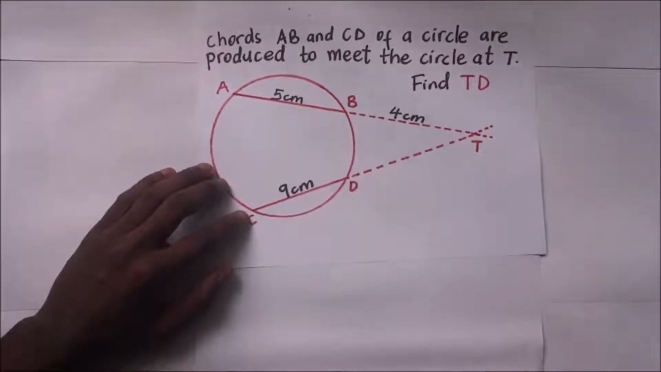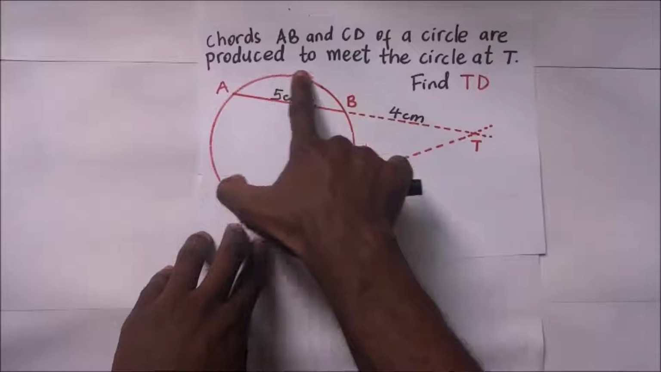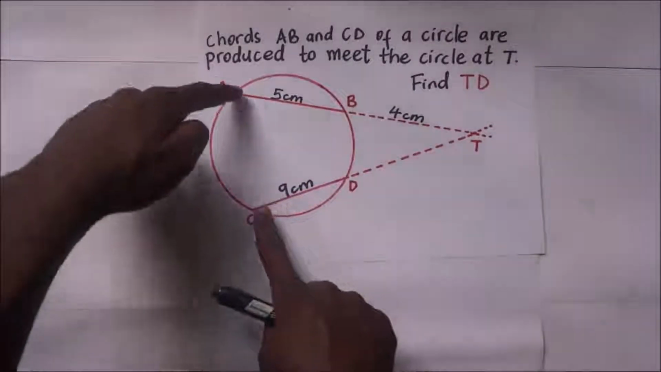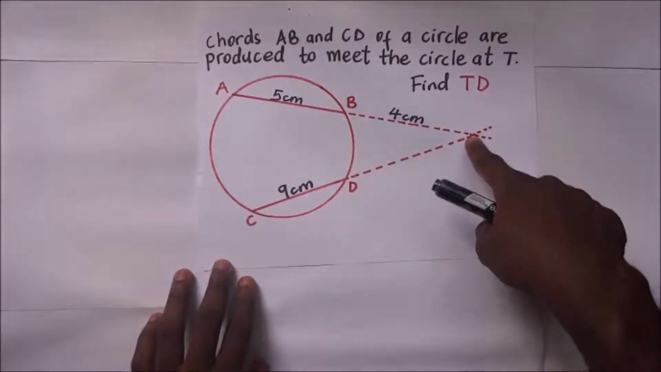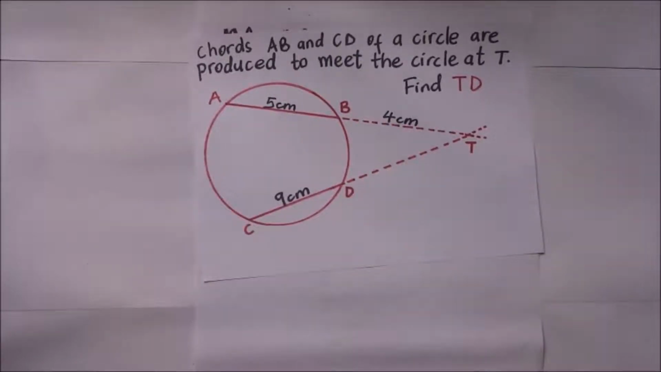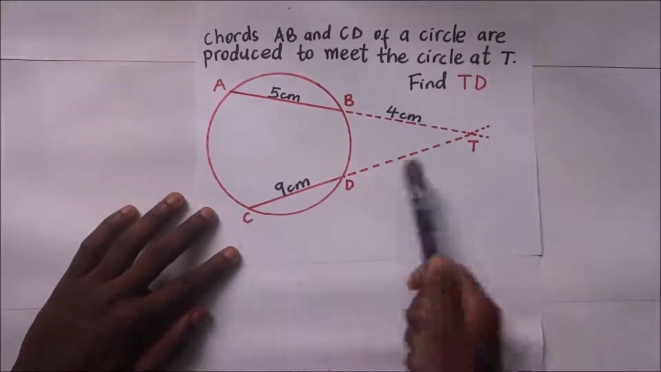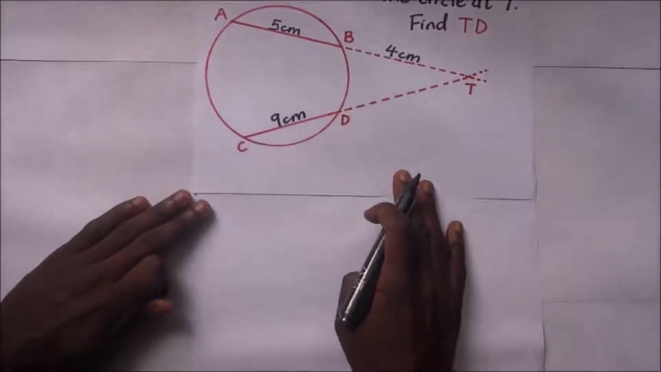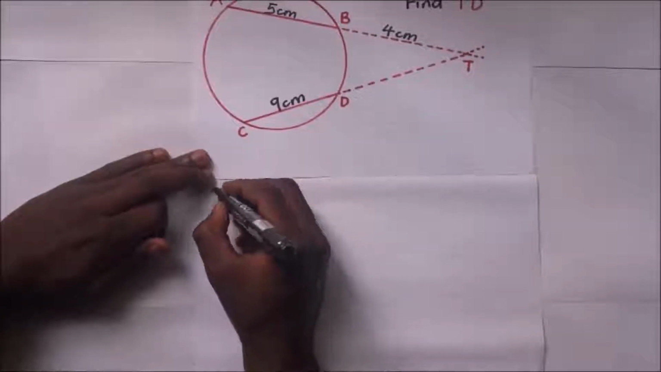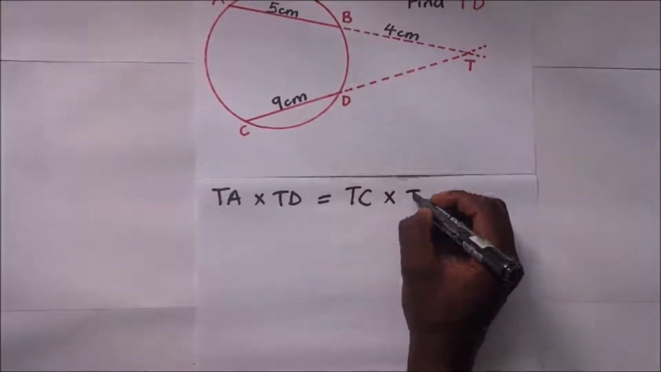In our next question, we are told that there are two chords, AB and CD, of a circle, and they are produced to meet outside the circle at point T. We are asked to find the length TD. So we are going to employ the same technique: TA times TB is equal to TC times TD. So we begin working. It becomes TA times TB is equal to TC times TD.